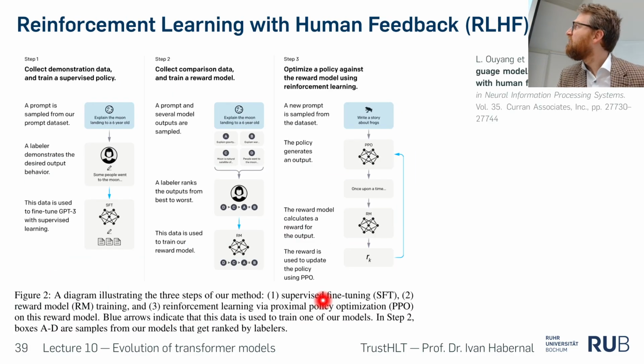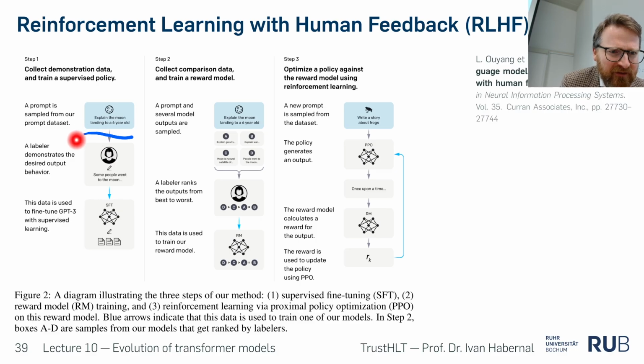I hope it's readable. Let me just zoom in. So we have a prompt. It's really small, I'm really sorry, but here it's saying: explain the moon landing to a 6 year old. Then there's this output. No, this is the supervised training.